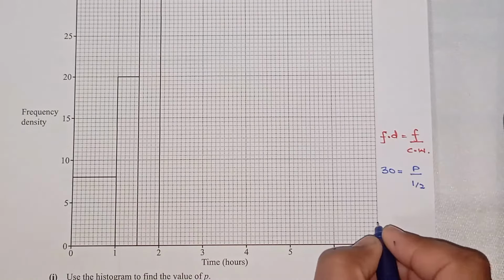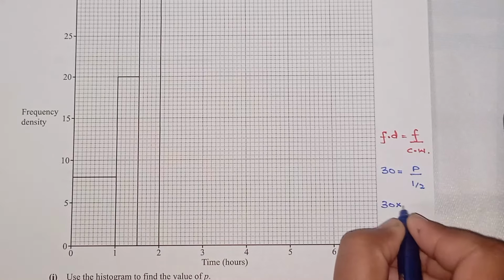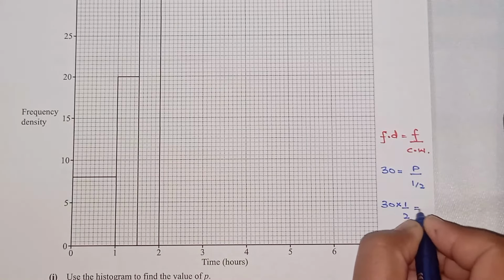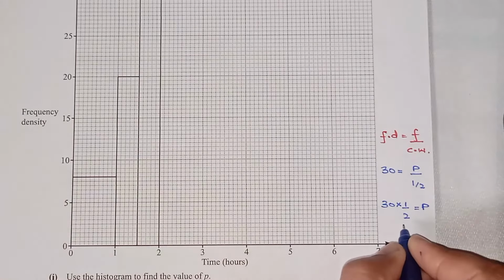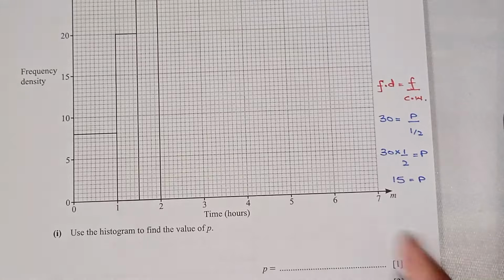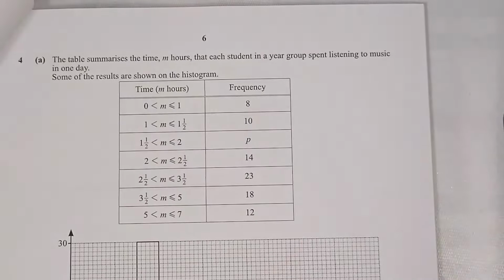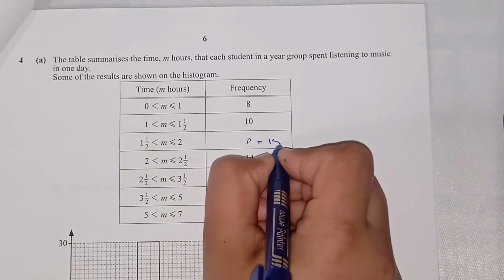To find the value for P, we can do a cross multiplication. So 30 times 1/2 equals P, and 30 divided by 2 would be 15. So 15 is the value for P. So P would be 15.